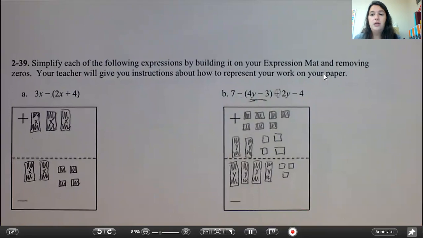Your job is going to be to complete 239 A and B, and when you come back to class, we will talk about it. If you have any questions, make sure you email.